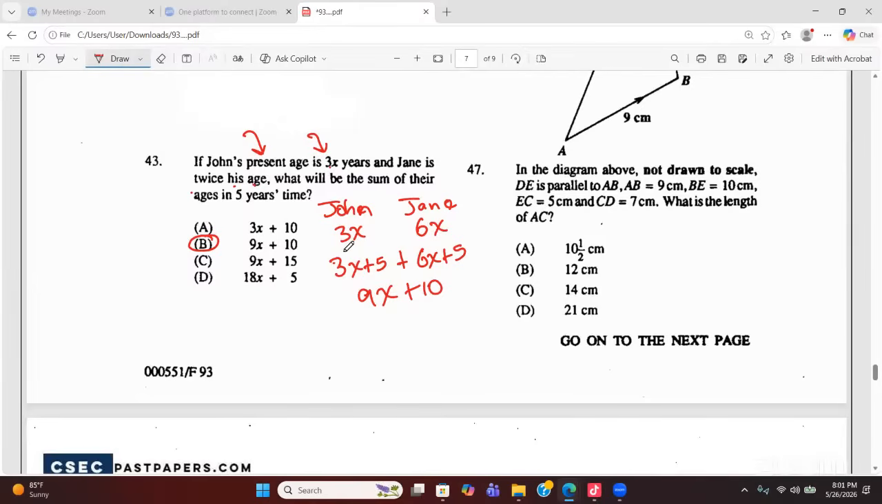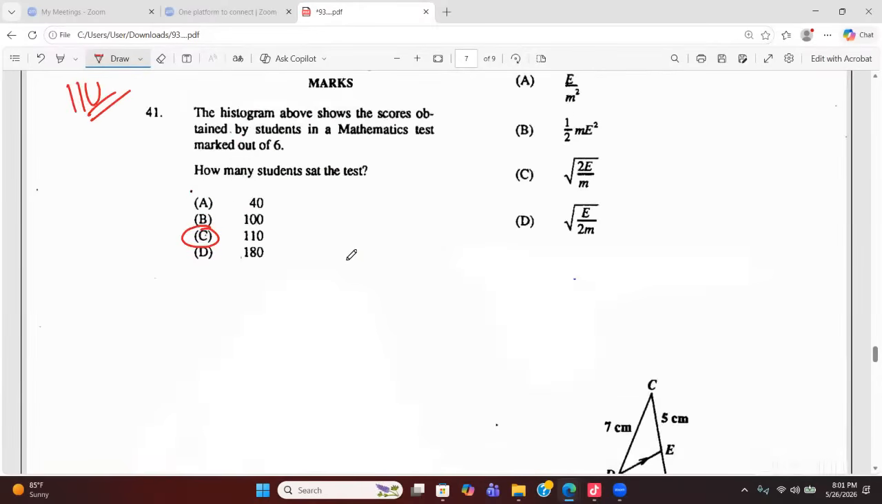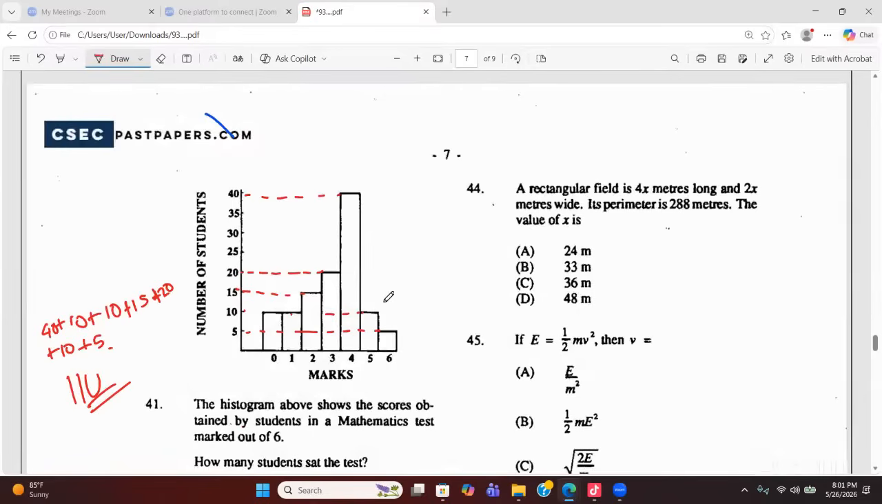All right, let's go to 44. 44 says the rectangular field is equal to 4. So we have a rectangular field right here. The length is 4x and the width is 2x. Let's make a quick sketch, put on what you have to put on, and then you'll see what's up. They said the perimeter is 288.